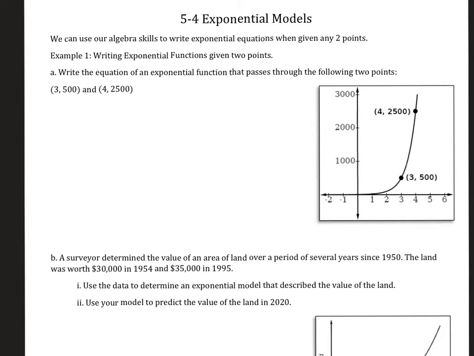Everybody. So today we are doing 5-4 exponential models. We can use our algebra skills to write exponential equations when given any 2 points. We did this last week, but this time we are not doing it where x is going to be 0 for anything. Because if you look at this, you have x and y, x and y. X is 3 and x is 4, so that's not going to work for us.